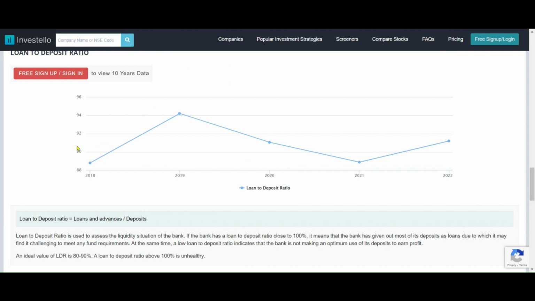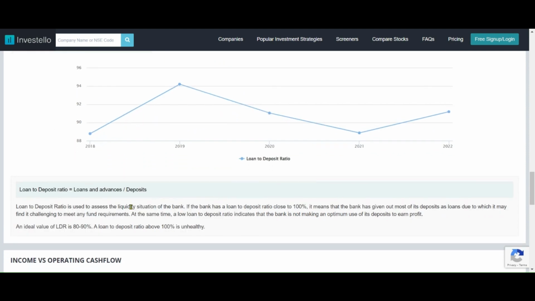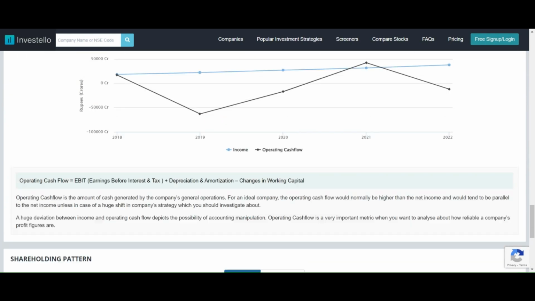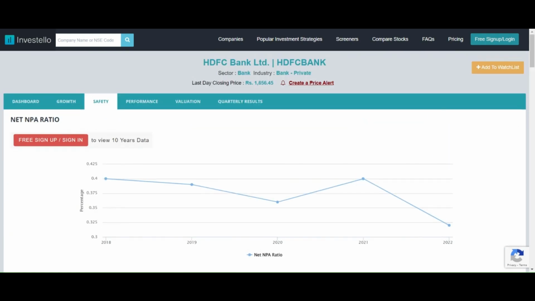Here we go. So it's not only showing this loan to deposit ratio year on year, but this site also tells you what that value should be. Here, if you see, an ideal value for loan to deposit ratio is 80 to 90%. Anything above 100% is unhealthy. It means the loans are more than the assets. That's not a good sign for a stock. Likewise, what the range is, that is also something this website suggests.